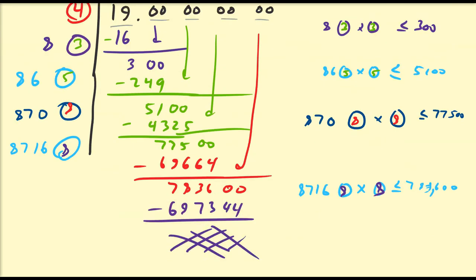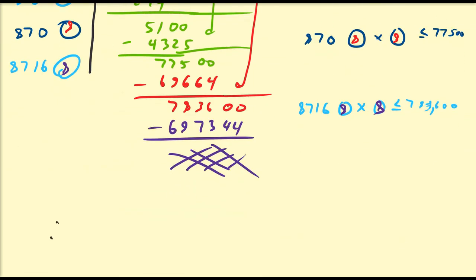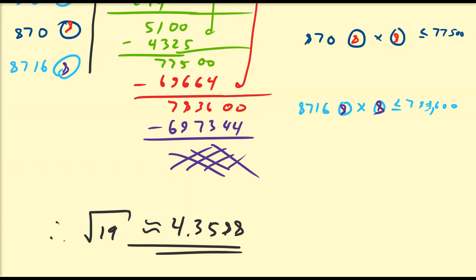Right? So therefore, what do we have? We have that the square root of 19 is approximately equal to 4.3588. So this is a long division analogous algorithm that can be used to find the square root of any positive integer. If you're feeling very creative and explorative, maybe you can figure out how to do the cube roots in a very similar way.